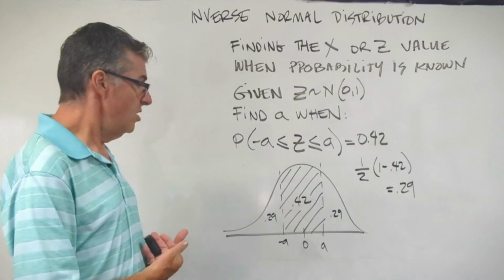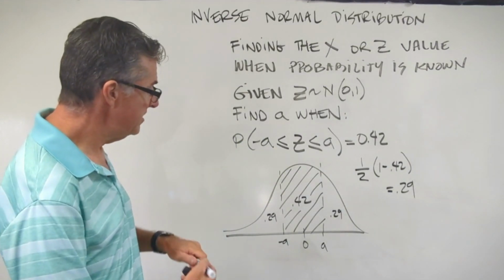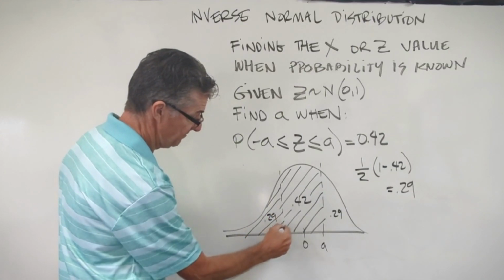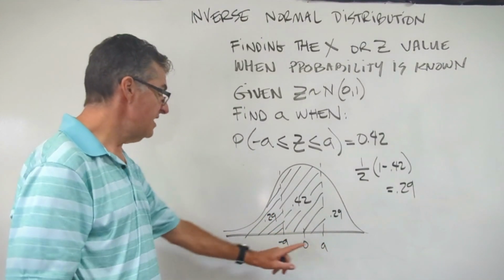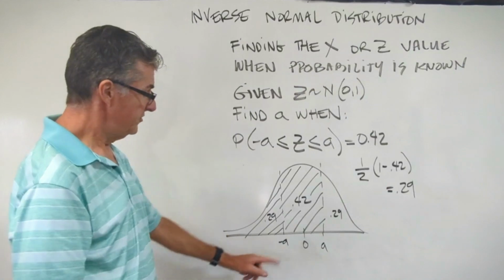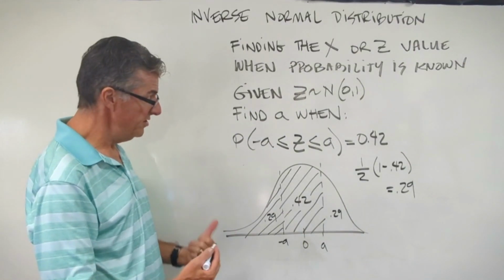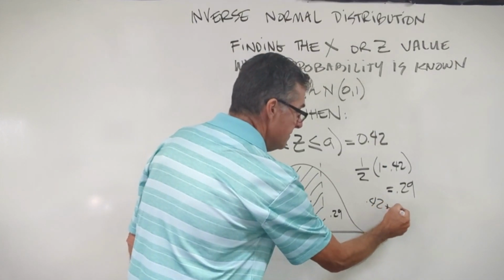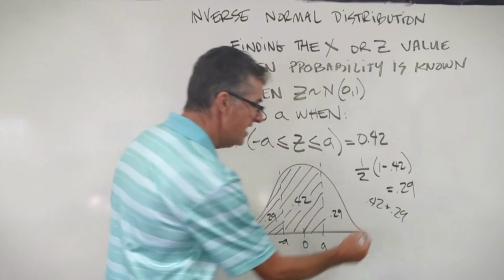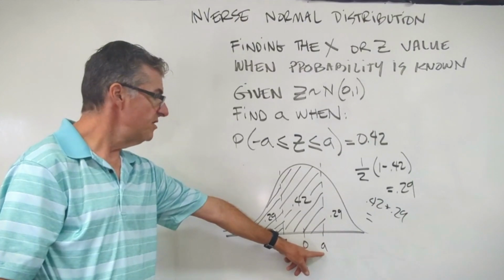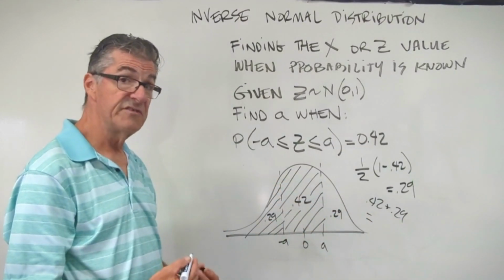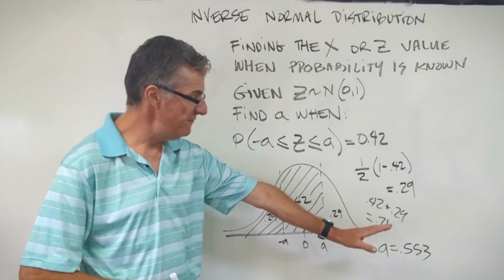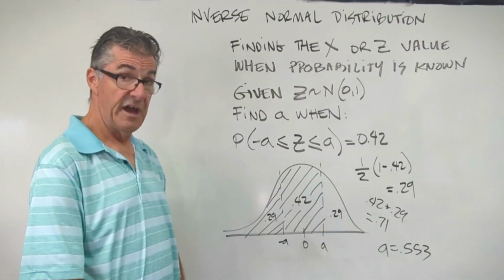So check this out. We're being asked to calculate the a value that's going to give us all of this. Okay? And then by implication, the negative a value would be for here. So now we have a problem that you're familiar with. We've got an area of 0.42 plus 0.29, and we need to find the a value here that gives us that area. So go ahead, pause the video, do that calculation, and come back. All right, so that gives us an a of 0.553. So there you have that problem.